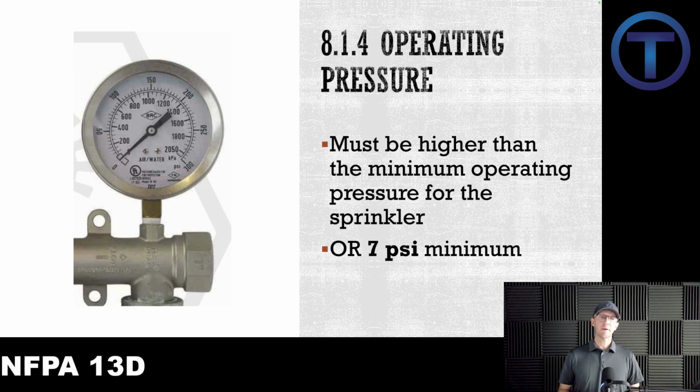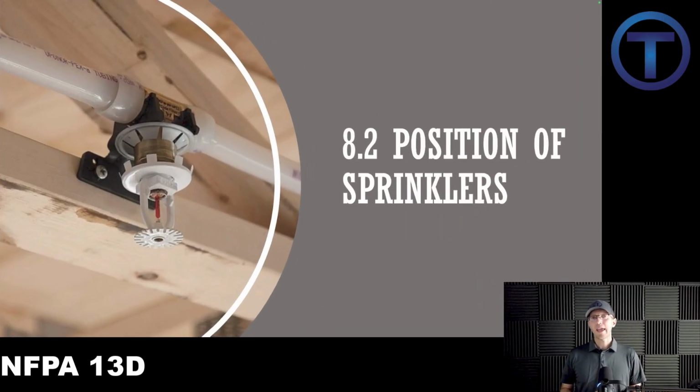8.1.4 talks about the operating pressure, and it says that we have to be able to maintain a pressure that's higher than the minimum operating pressure for the sprinkler. So you might look into the sprinkler specs and find out, well, what is it going to take to make this thing run? We have to at least meet that. Or it says there has to be a minimum of 7 psi, and that's operating. That means the system is open, water's moving, and we're getting 7 psi coming through the head. That's a flow pressure.